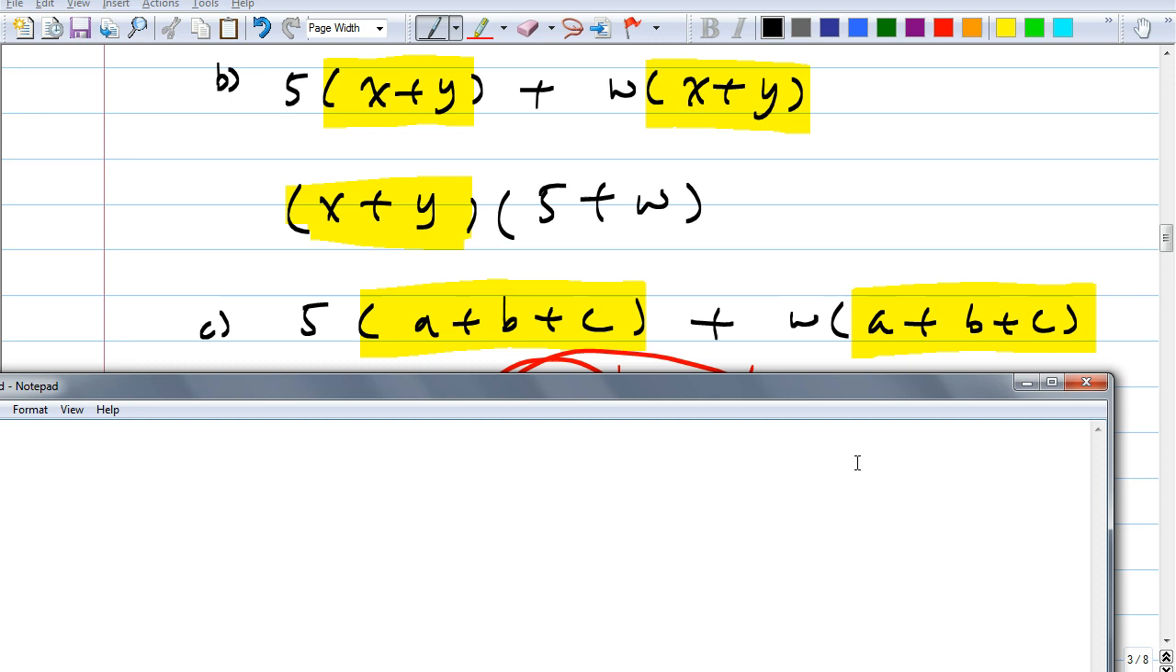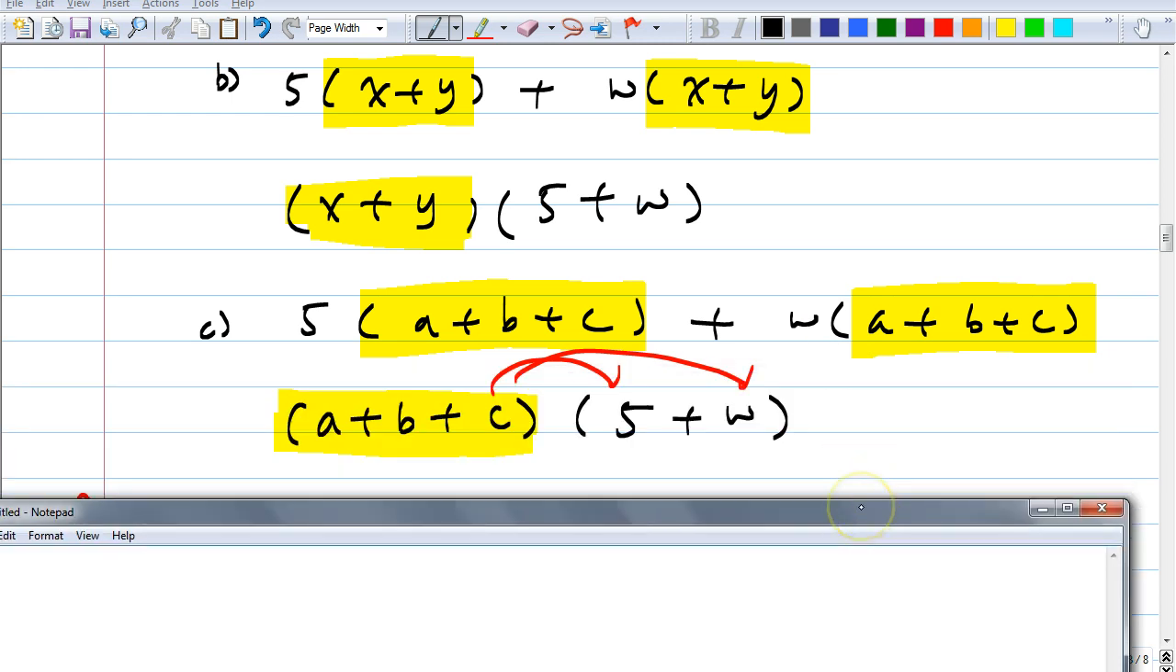Let's take a look at this one now. What if I have 5 times, in parentheses, a plus b plus c, plus w times a plus b plus c? How is this one similar to the ones that we had before? Jason? The GCF is a plus b plus c. Instead of the GCF being x plus y this time, it's just a trinomial, a plus b plus c. Do you guys see the idea? So how would you factor this out now? A plus b plus c times 5 plus w. Yeah.